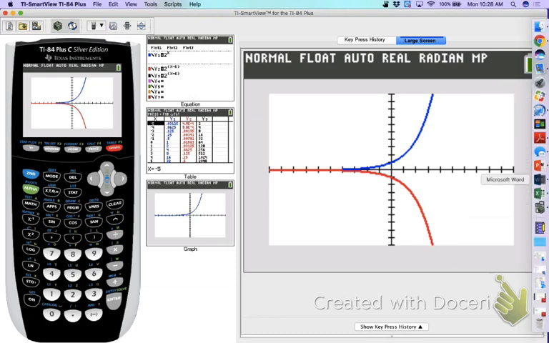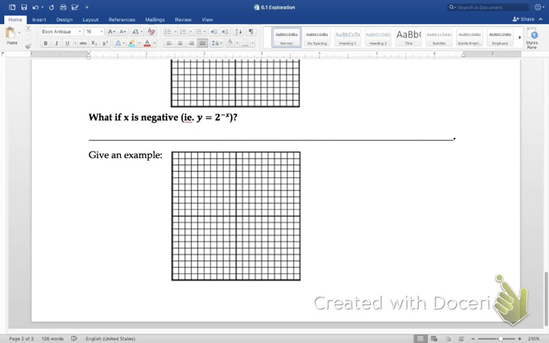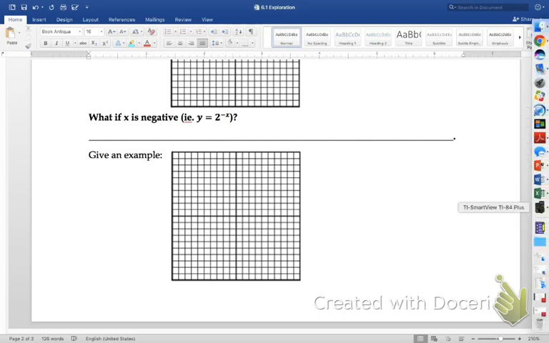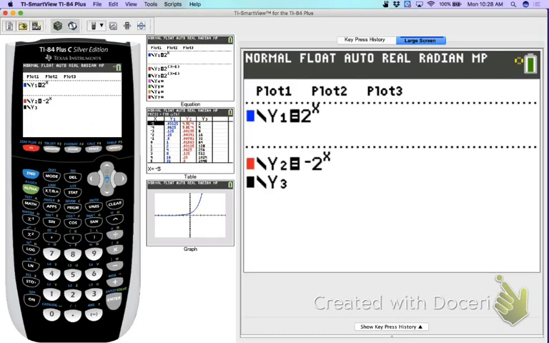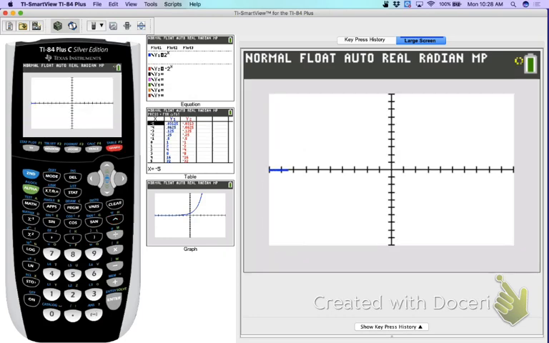So now the question is, at the very end, what if x is negative? So what if it's y equal to 2 to the negative x power? So if I have my original of y equal to 2 to the x power, so now I still have a 2, but instead of it being a negative out in front, it's a negative up top. The blue one still is what it is. What happens to the red one, though? What does it do?